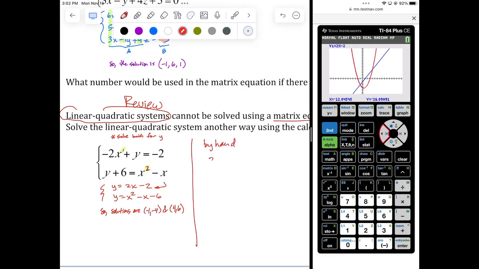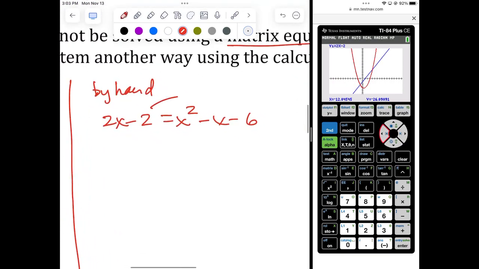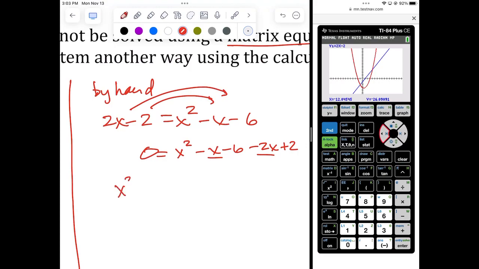So I have 2x minus 2. I would set it equal to x squared minus x minus 6. Now I'm going to get everything over on the right-hand side, and I get x squared minus x minus 6 minus 2x plus 2 equals 0. And then I can combine like terms. I get x squared minus 3x. I'm going to have a minus 6 plus 2, that's minus 4, and then it equals 0. That factors into x minus 4, x plus 1 equals 0.